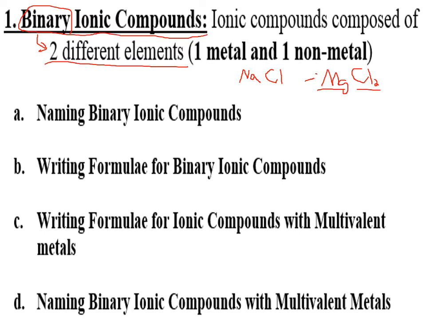We have a metal and we have our nonmetal. So we're going to learn how to name them first, and then afterwards we're going to learn how to write the formulas for these binary ionic compounds if we are given their name. In the next few videos, after that, we're going to continue with some special cases. Some will contain multivalent elements, and we'll see what those are in the next video. So for now, we're just focusing on concepts A and B. Binary ionic compounds, so an ionic compound made up of a metal and a nonmetal, only two different elements present.